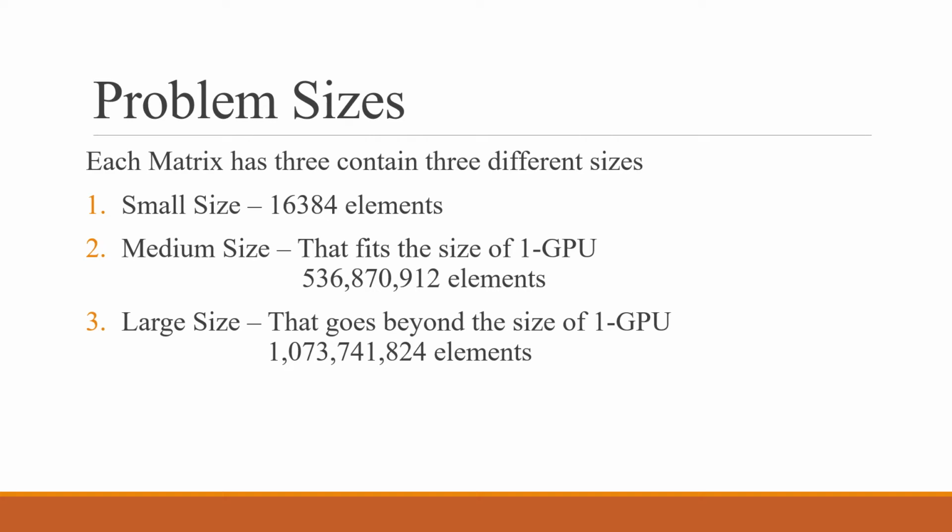medium size will fit the size of one GPU, and each matrix contains 0.5 billion elements, and large size is the size that goes beyond the size of the GPU. Large size is the important data size to examine the difference and the impact of using two GPUs, because this size cannot fit in a GPU, and it's more than 1 billion elements, and for three matrices it's more than 3 billion elements that I'm trying to use. So those are my problem sizes.